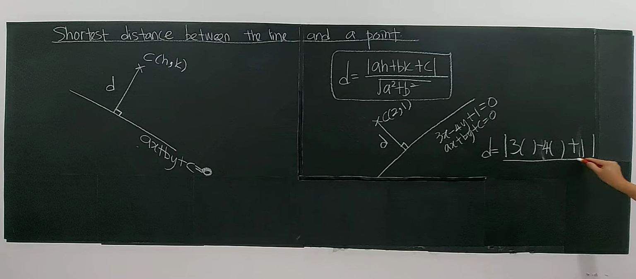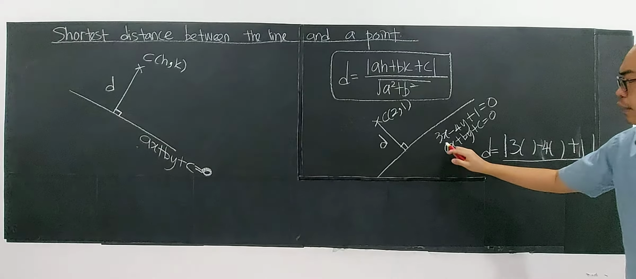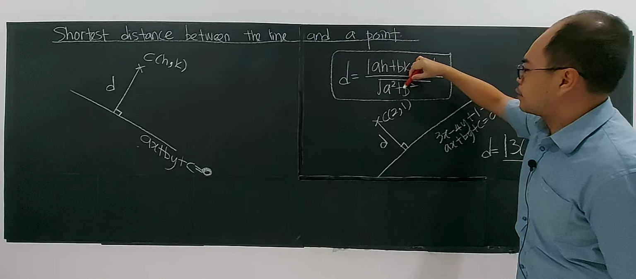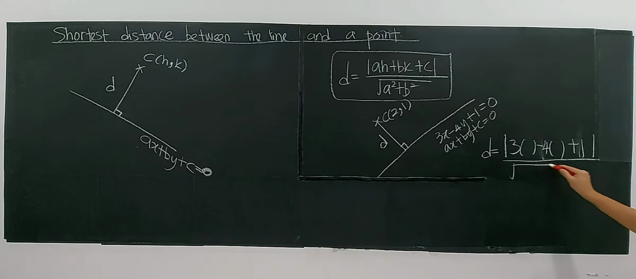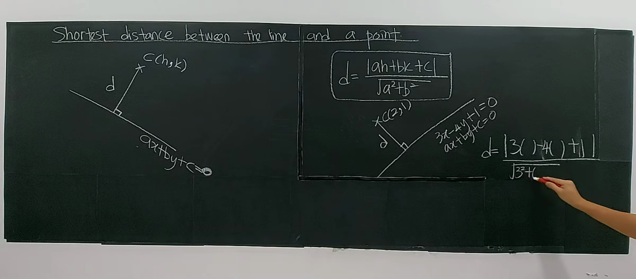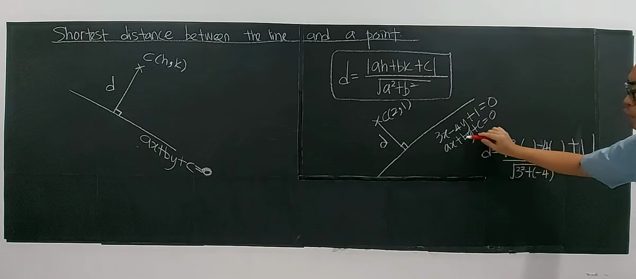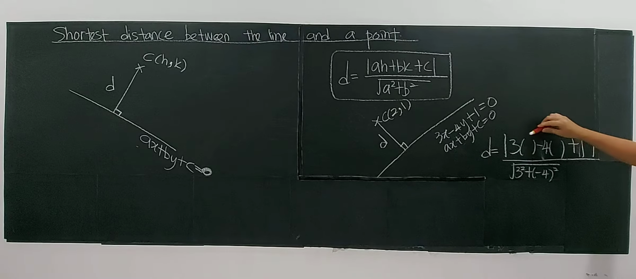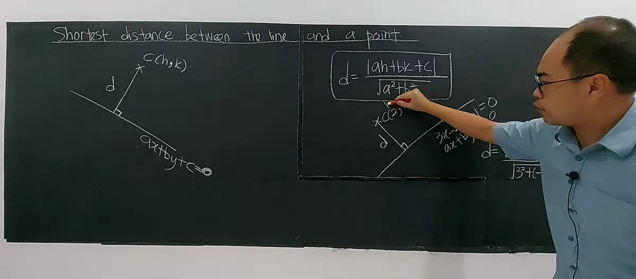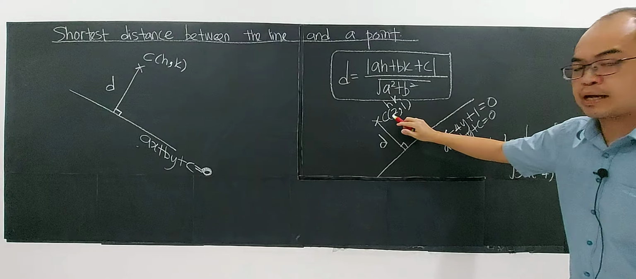Then divide by the square root of a square plus b square. Your a is 3, your b is negative 4, so it will be the square root of 3 square plus negative 4 square. And what is the value that you're going to put in the blank? This value will be the x and y coordinates of the point, h and k.